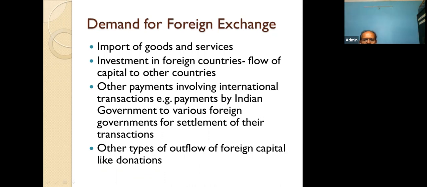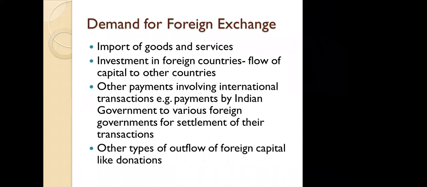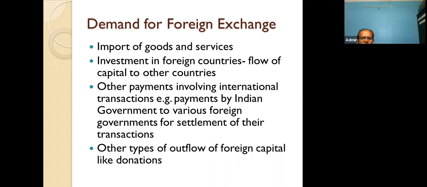Now, the example is there are many MNCs who have been supplying funds through CSR. What do you mean by CSR? Anyone knows what is CSR? Corporate social responsibility. Yes, corporate social responsibility, CSR. So through this CSR, the foreign capital also flows.